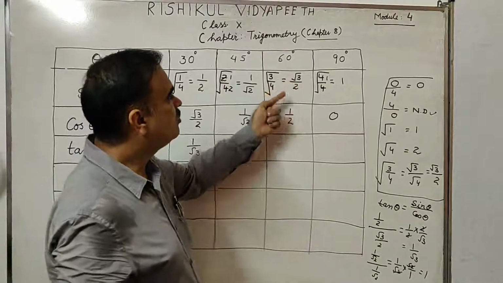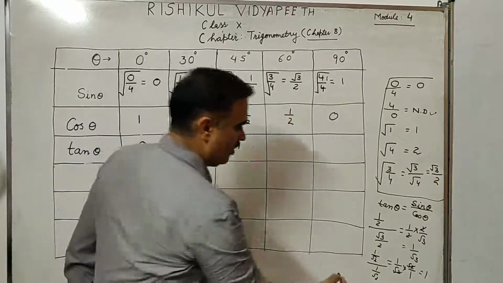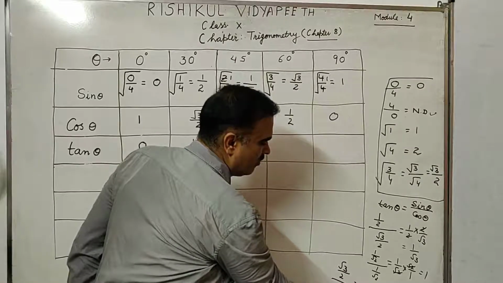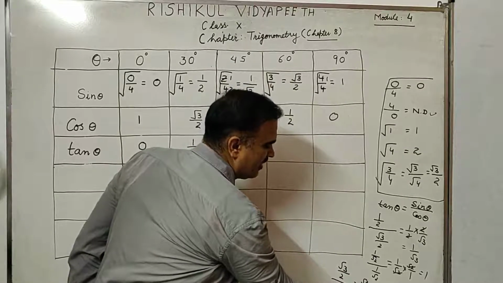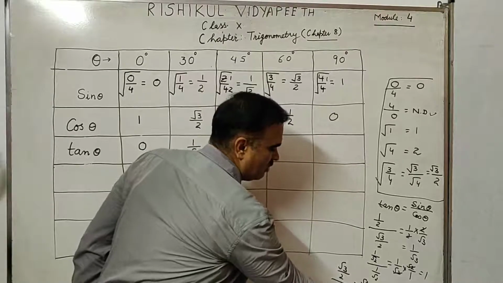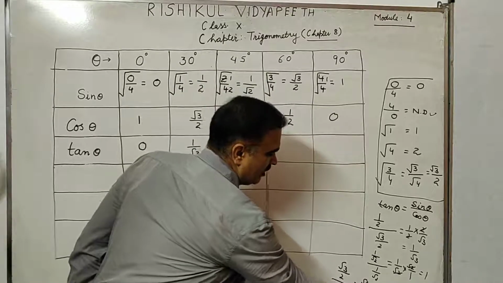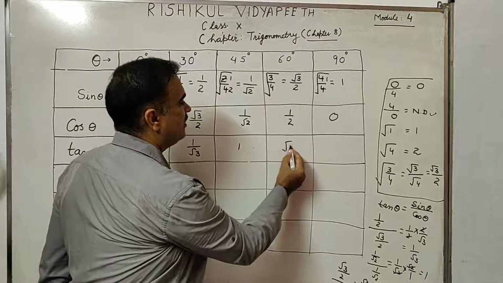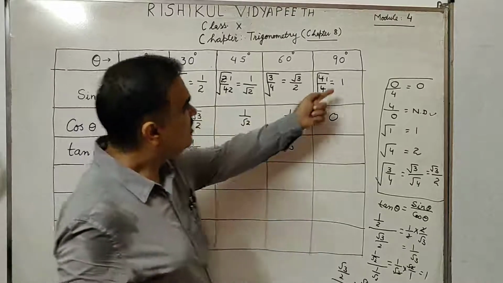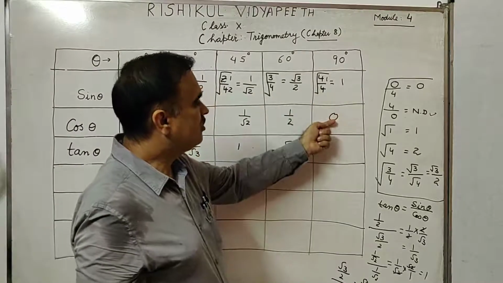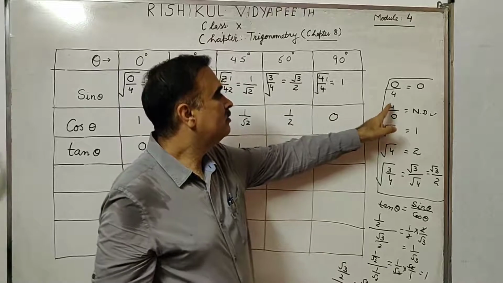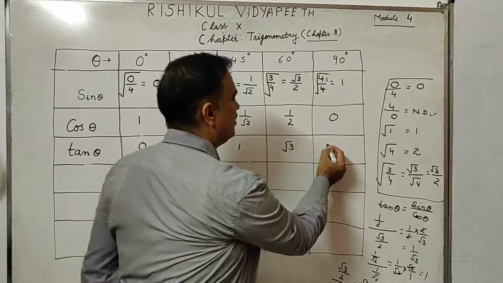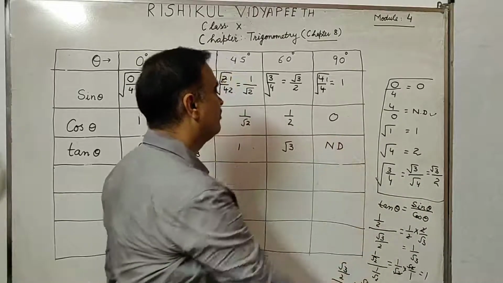And root 3 by 2 divided by 1 by 2. Again what will be there? Root 3 by 2 divided by 1 by 2. It will be reversed, the 2s cancel. Then what we got? It is root 3. And this is what? 1 divided by 0. Any number divided by 0 is not defined. We are not able to find out the value. You can write this is not defined.